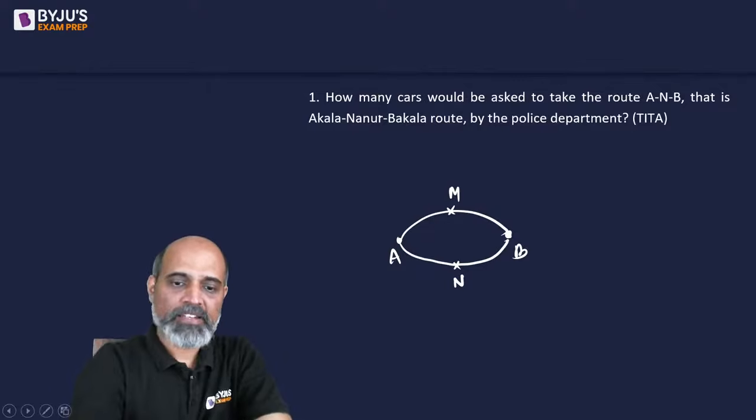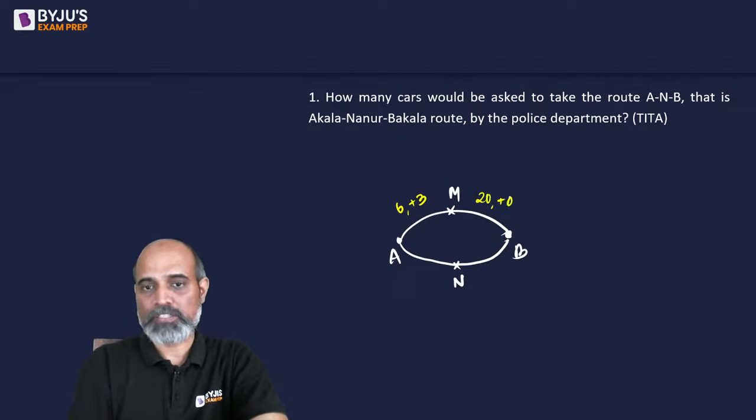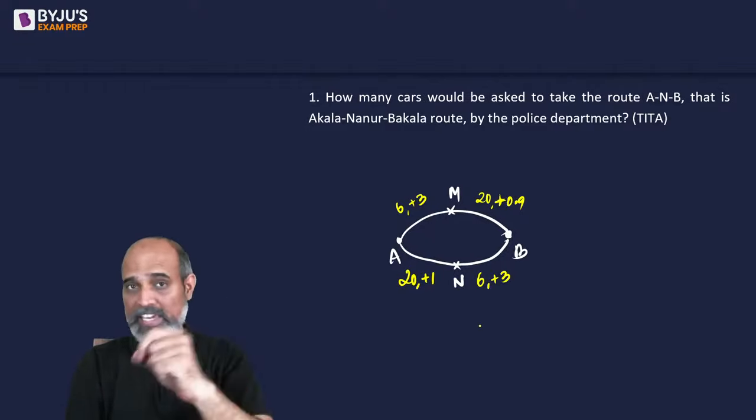The time taken in the path AM is 6, and with every other car it's plus 3. M to B, this is 20, with every other car it's 0.9. A to N, this is 20, with every other car it's plus 1, and N to B it is 6, and for every other car there will be an increase of plus 3, which is same as AM.